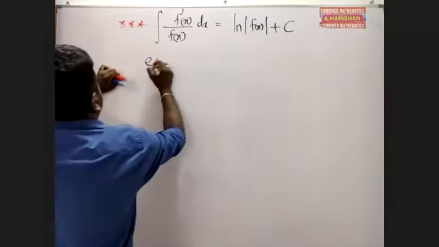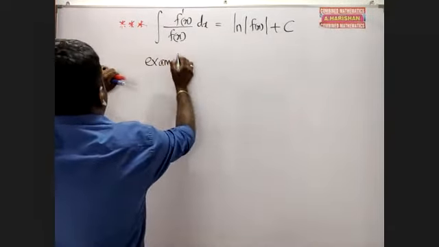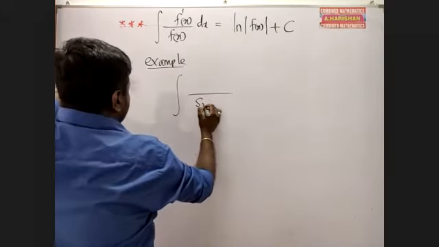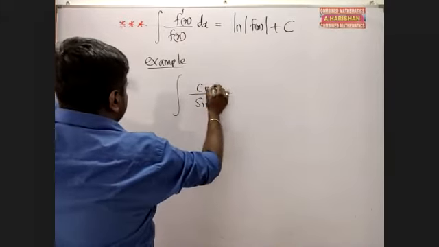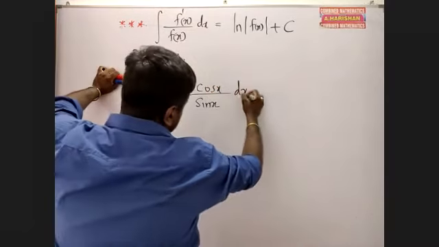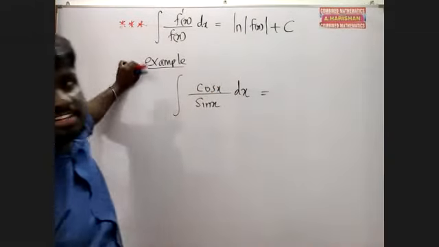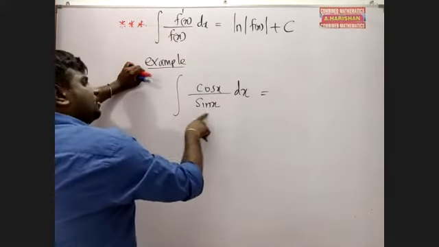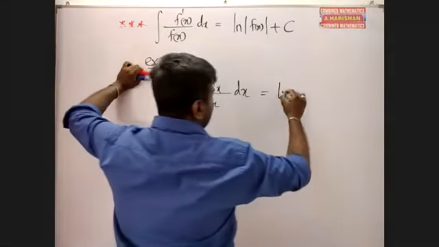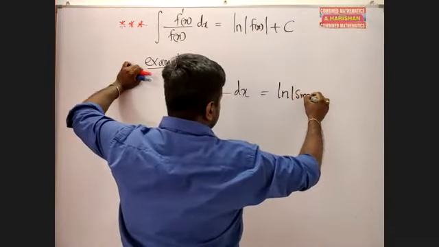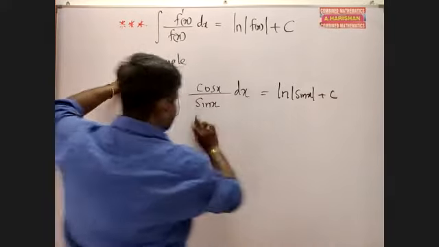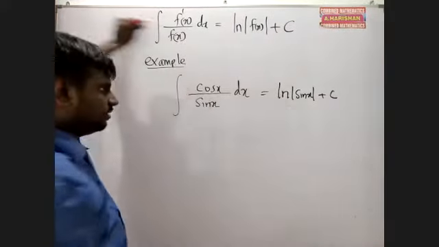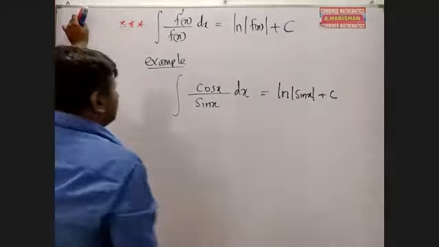Write down an example. That's an easy example I always use: cos x over sin x, that means cot x. What is the integration of cot x? Before you write anything, check the differentiation of the denominator in the top. What is the differentiation of sin x? cos x, that is in the top. Then immediately you can write ln|sin x| plus c.